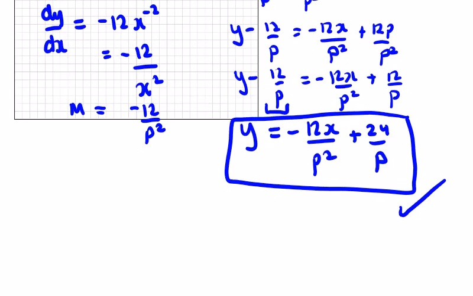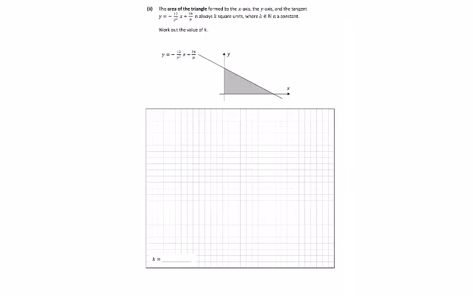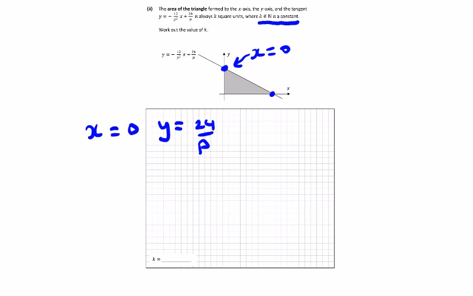The last part is area of a triangle. So the area of the triangle formed by the x-axis, the y-axis, and the tangent is k square units, where k is an element of natural numbers. Work out the value of k. Okay, so we have our x and y intercepts. So at this point, x is equal to 0. So what's y equal to? y would be equal to 24 over p when x is equal to 0.